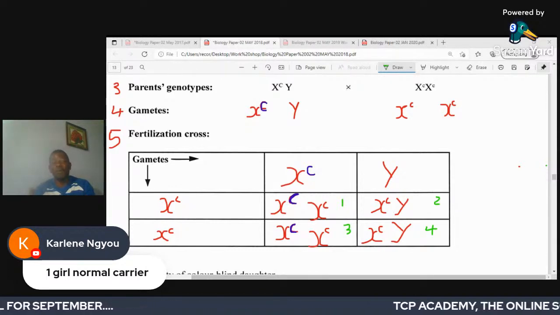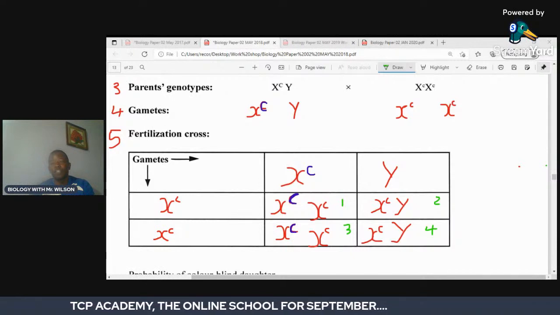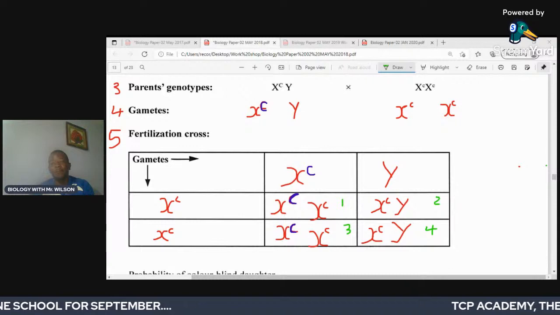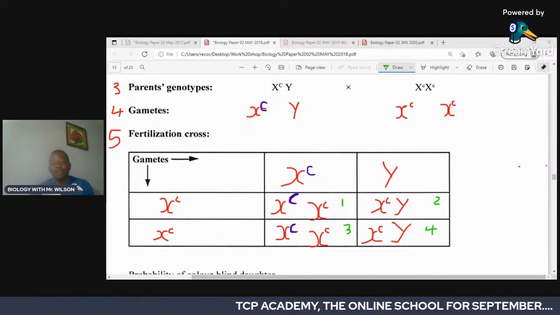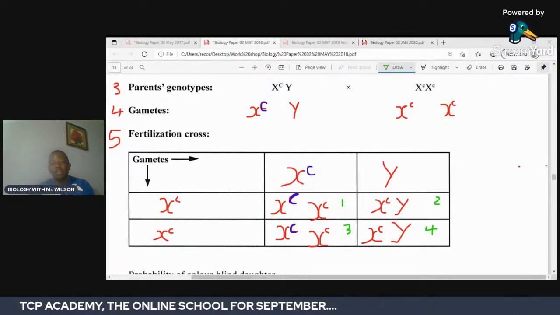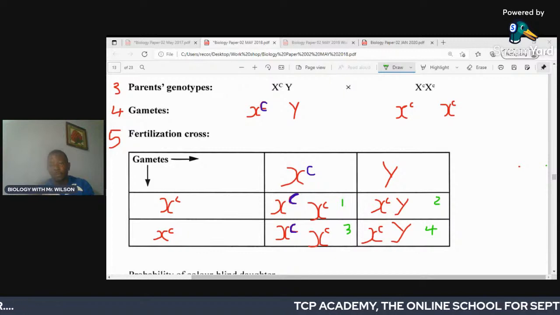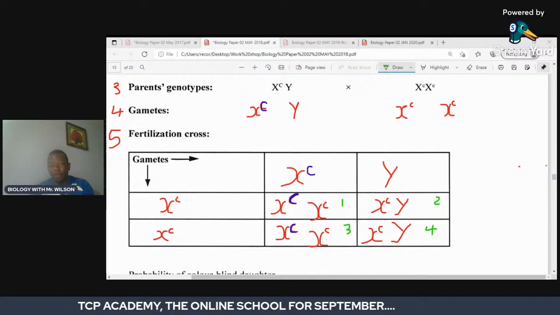Could we solve for number 3? What's the answer for number 3? Solve for number 3 for me, please. All right, so it's a heterozygous female carrier. We're solving for number 3. Please solve for number 3.